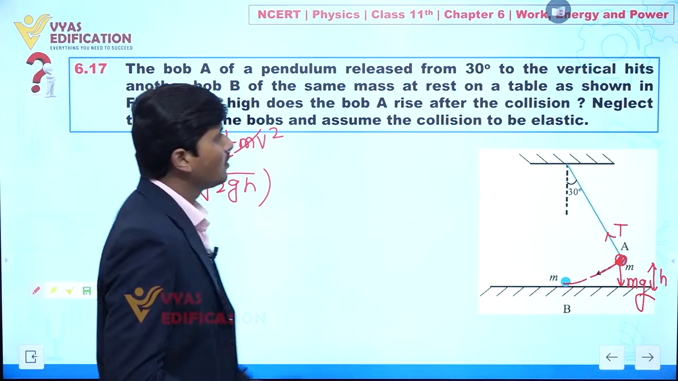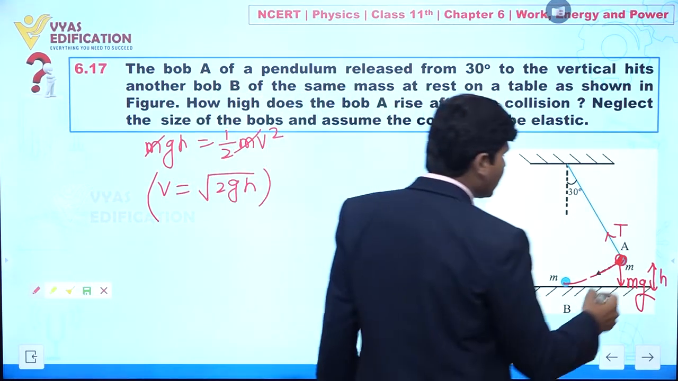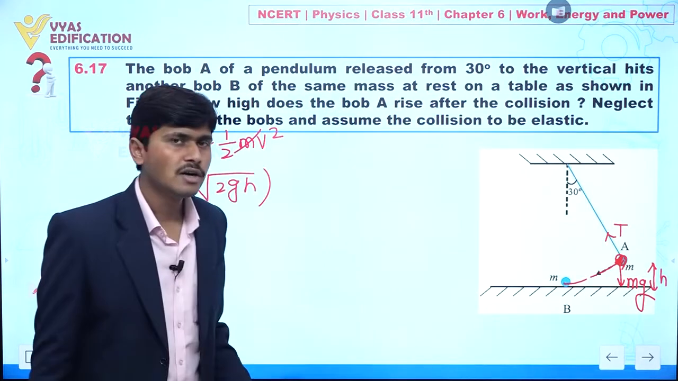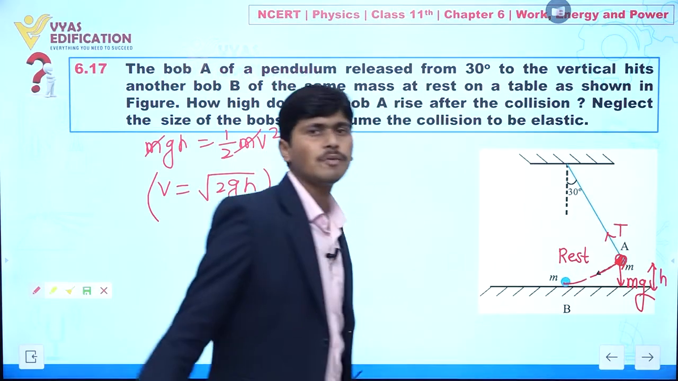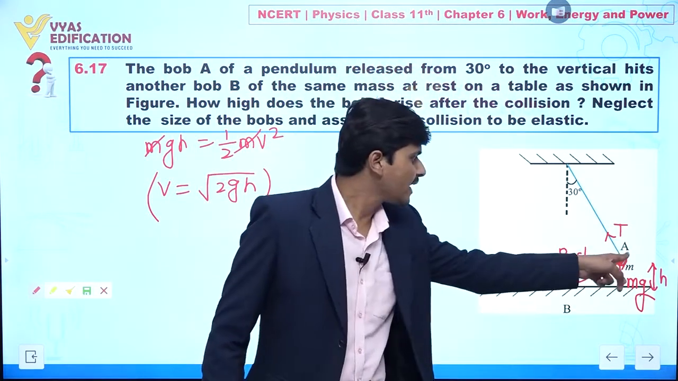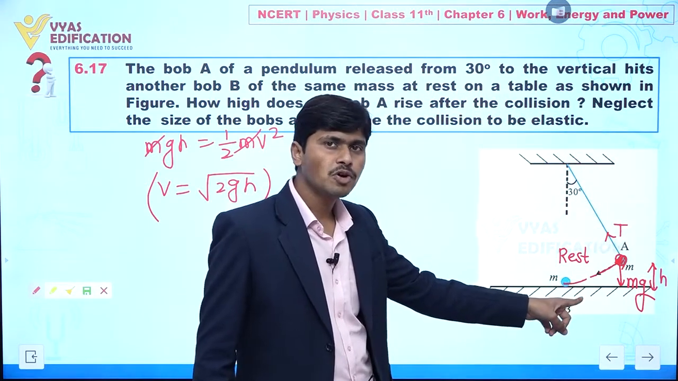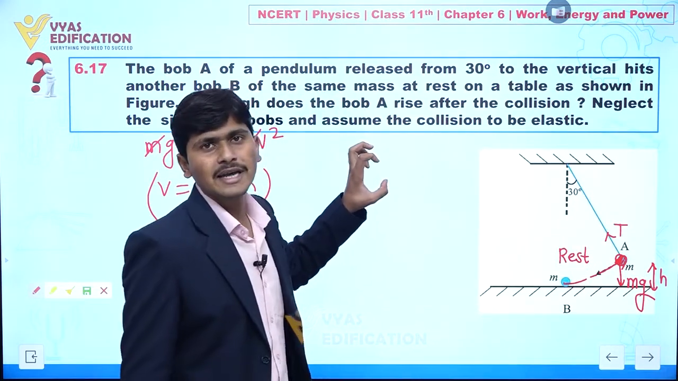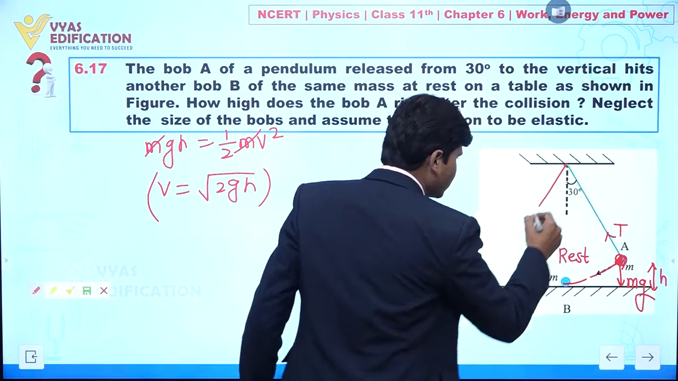But what will happen if we assume the collision to be elastic? Definitely this bob will reach point B with a certain velocity v, and because the other bob is at rest, when bob A collides with ball B, A comes to rest, and the ball situated at position B will move in an upward direction with the same height.